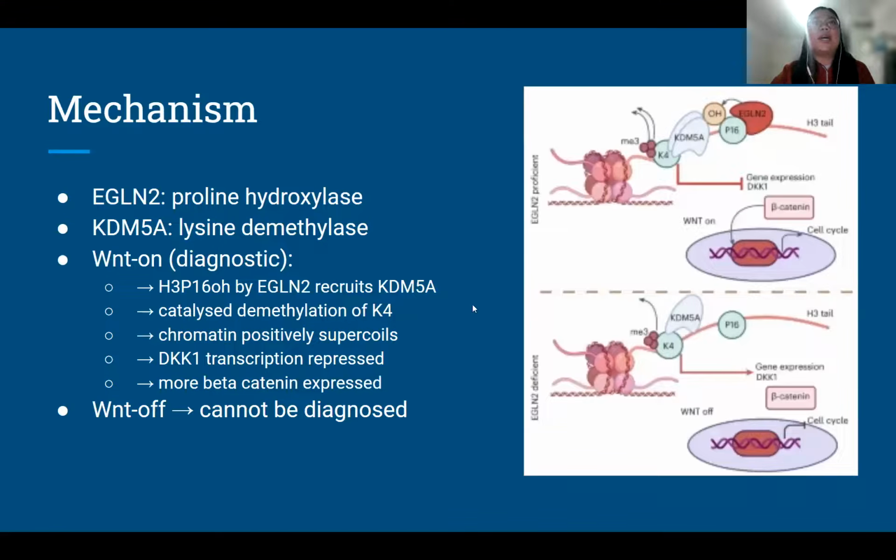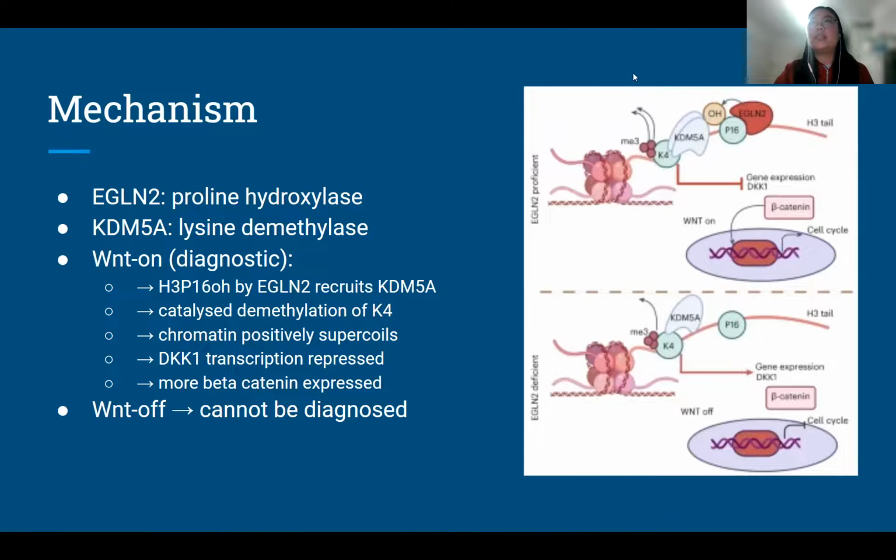Basically what happens is that EGLN2, the proline hydroxylase, will attempt to hydroxylate proline residue 16, the kind of PTM we're focusing on this time. This hydroxylation will recruit KDM5A. KDM5A is an enzyme that demethylates lysine, and it will demethylate lysine 4, also on histone 3.